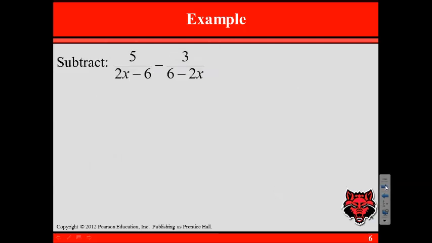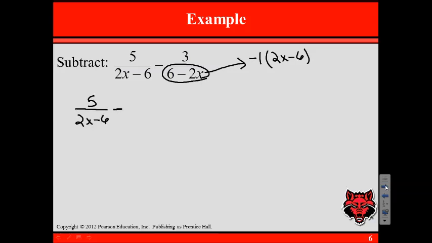Let's try another example. We want to subtract 5 over 2x minus 6 minus 3 over 6 minus 2x. First, we need a common denominator. Now, let's remember that anytime one expression differs by a negative sign, we can factor out a -1. So off to the side, let's rewrite 6 minus 2x as -1 times 2x minus 6. Let's put that back into the expression to see what we can do. This becomes 5 over 2x minus 6 minus 3 over -1 times 2x minus 6.